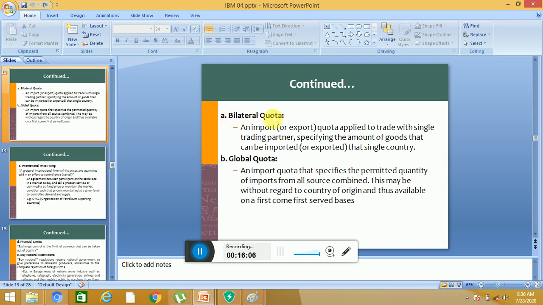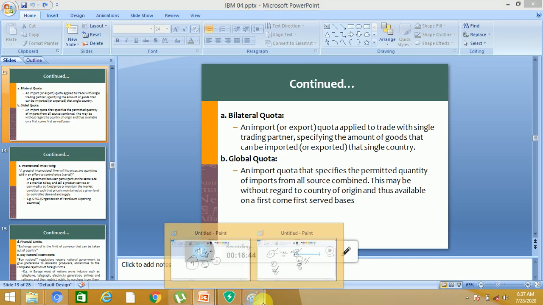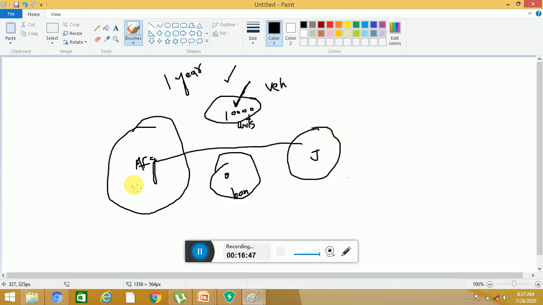Now there are different types of quota. One is called bilateral quota. The first one, an import or export quota. It can be an import quota, it can be an export quota. If the importing country is imposing a quota, this is called import quota. If the exporting country is imposing this quota, this is called export quota. Applied to trade with a single trading partner. This quota is set for one country, specifying the amount of goods that can be imported or exported in that single trade.